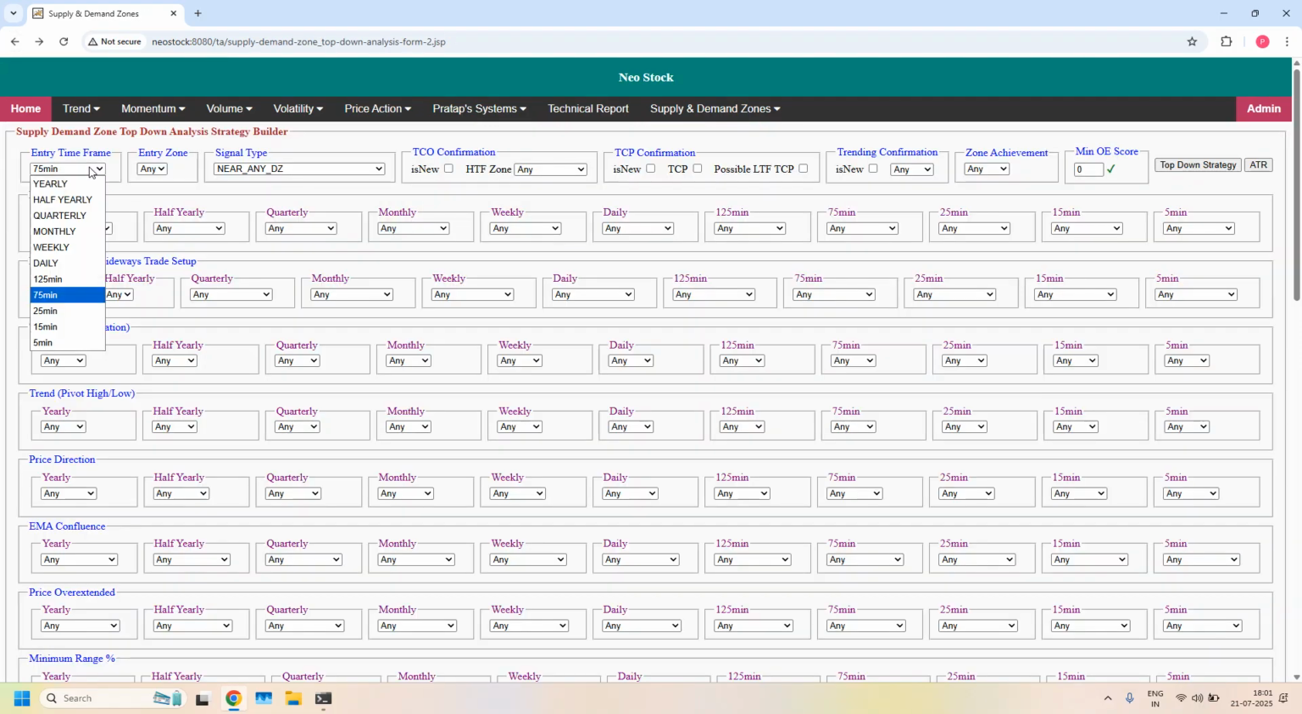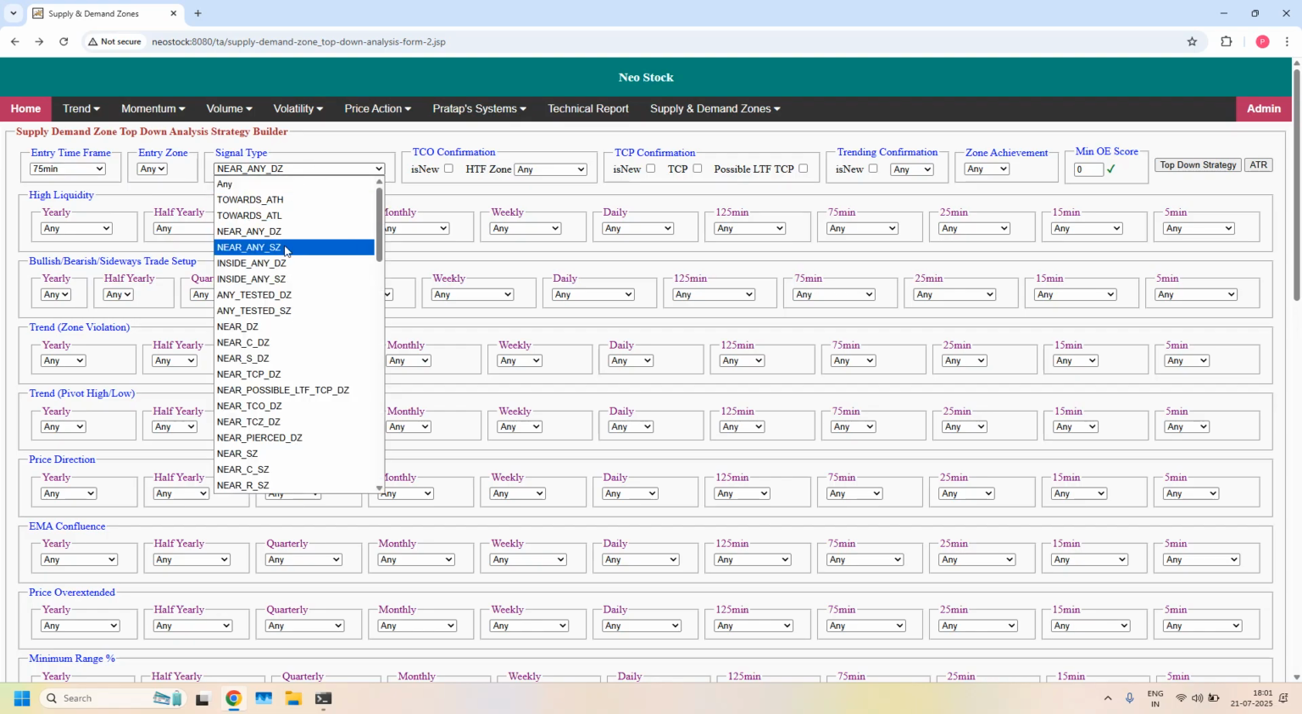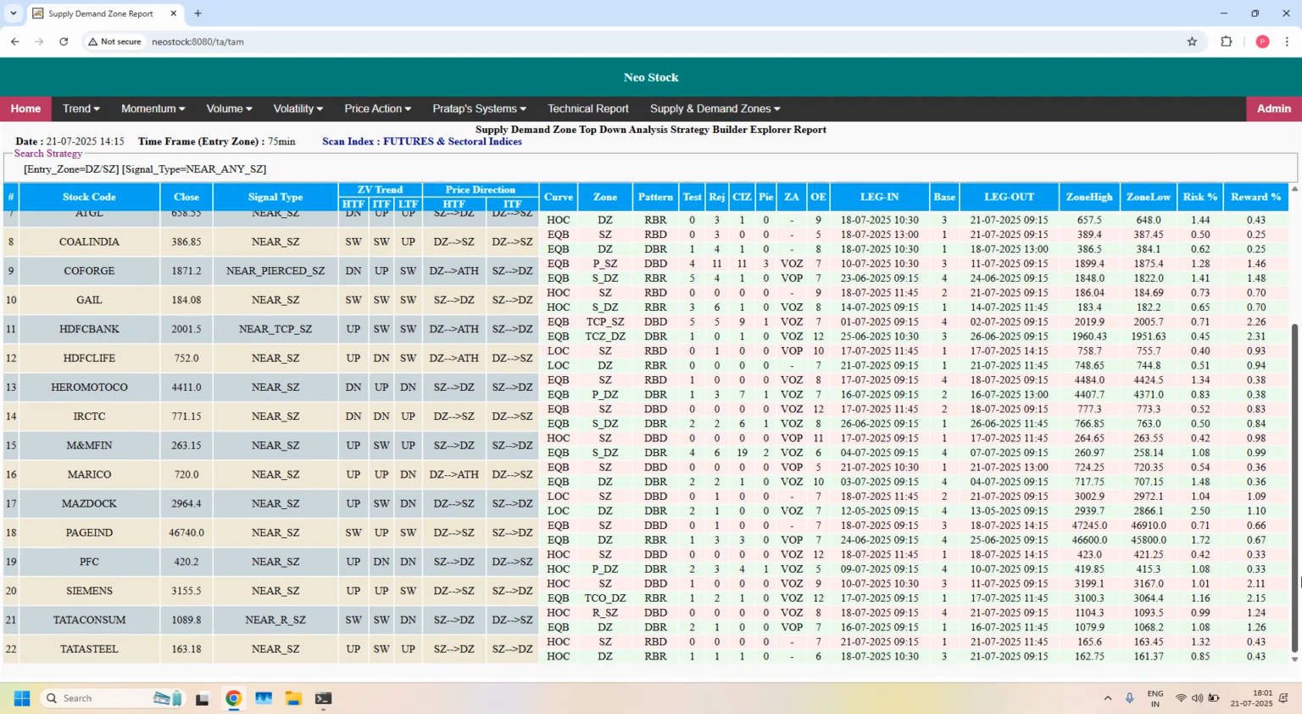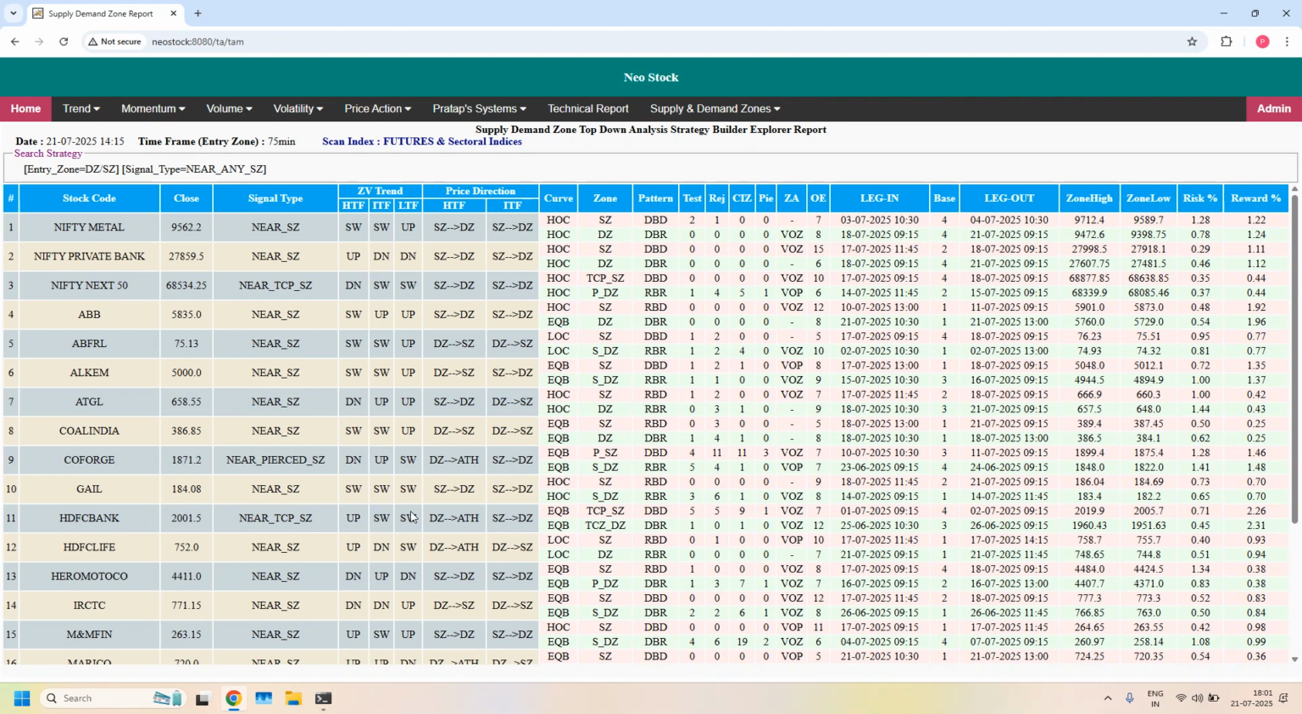Okay, next for the 75 minutes time frame, stocks near the 75 minutes supply zone. We got 22 stocks. So let us identify 75 minutes high liquidity supply zones from this list. Nifty Next 50 is having a 75 minutes high liquidity supply zone. HDFC Bank is not valid because it is a pierced zone. Pierced zones can't be used for the HLQ zone strategy.